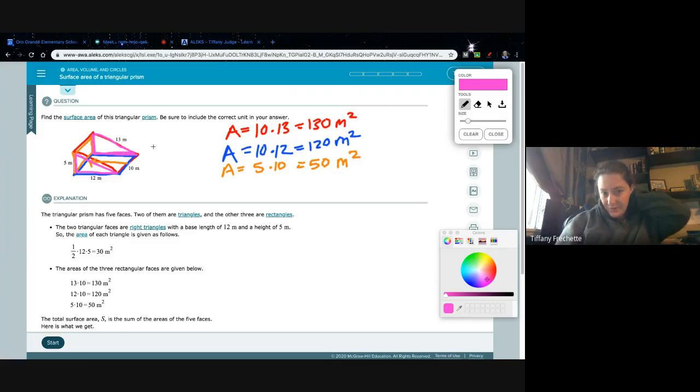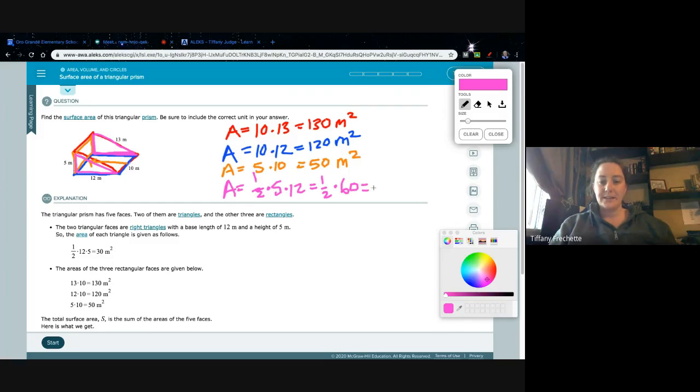So in order to find the area of a triangle, we have 1/2 base times height, or length times width, because it's actually half of a rectangle. That's why we take half. So 5 times 12 equals 60, so we have 1/2 times 60, which is the same thing as saying 60 divided by 2. So we get 30 meters squared.